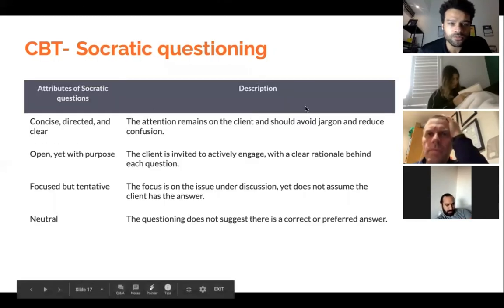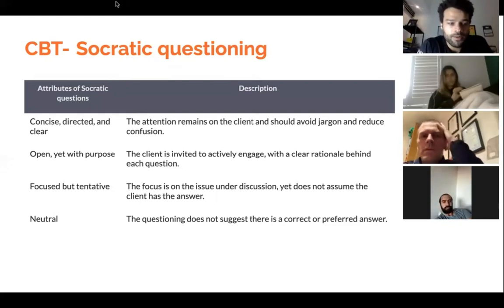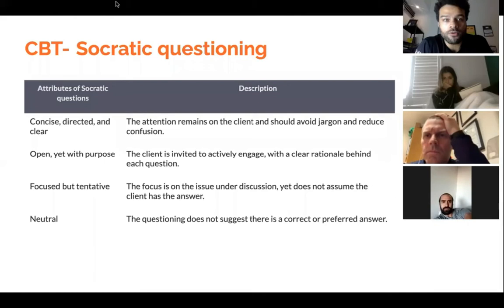So, Socratic questioning. By nature, it's concise, directed, and clear. Open, yet with purpose, focused, but tentative and neutral. The most important thing is not to judge. You're not challenging them to make them look like an idiot. You're not challenging them to show the foolishness. You're challenging them to explore. You just want them to explore the rationality of what they're presenting with.